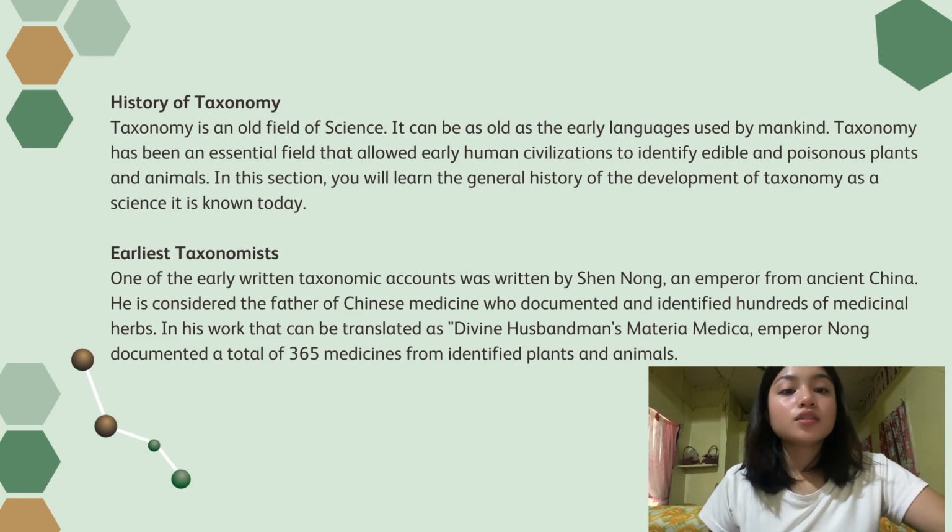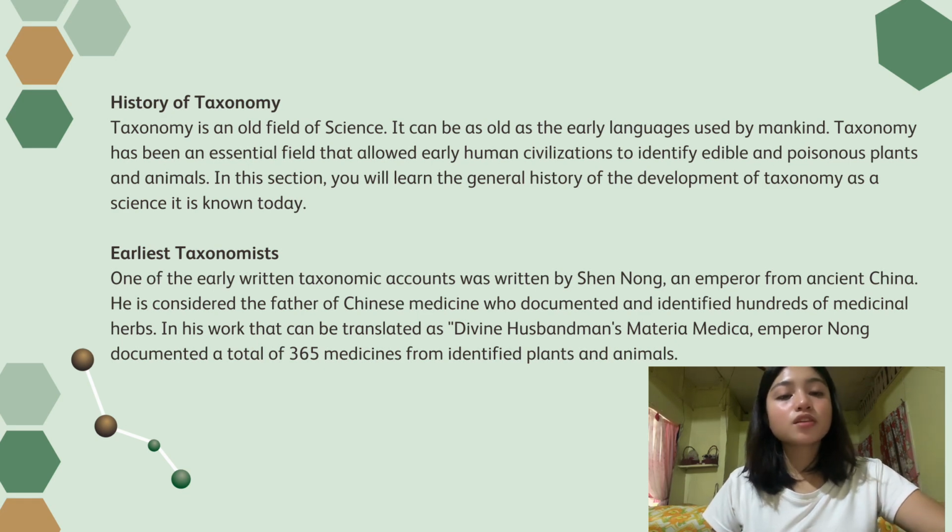So, the earliest taxonomies. One of the early written taxonomic accounts was written by Shennong, an emperor from ancient China. He is considered the father of Chinese medicine, who documented and identified hundreds of medical herbs. His work can be translated as Divine Husbandman's Materia Medica. Emperor Shennong documented a total of 365 medicines from identified plants and animals.